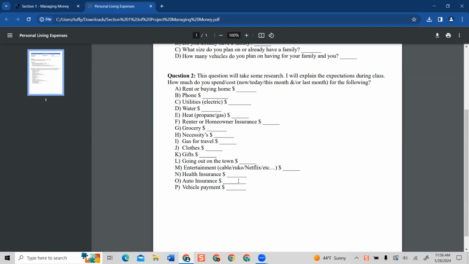Auto insurance. Figure out how much it is. If you don't have an auto yet, you can go online and do some research and get a quote for your age and get a good idea, and be sure to do so. We're excited too.